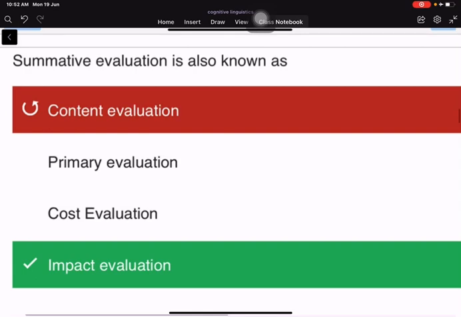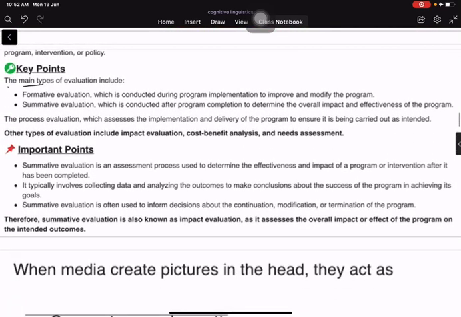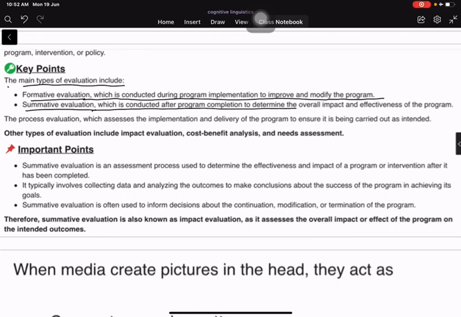Now, summative evaluation is also known as impact evaluation. The main types of evaluation include formative evaluation and summative evaluation. Formative evaluation is conducted during program implementation to improve and modify the program. Summative evaluation is conducted after program completion to determine the overall impact and effectiveness of the program. The process evaluation assesses the implementation and delivery of the program to ensure it is being carried out as intended.